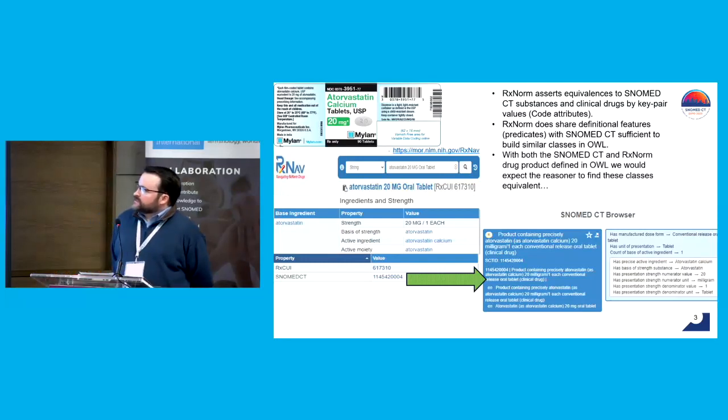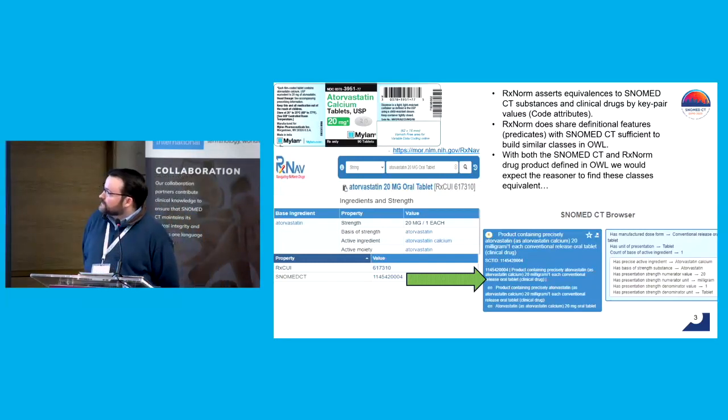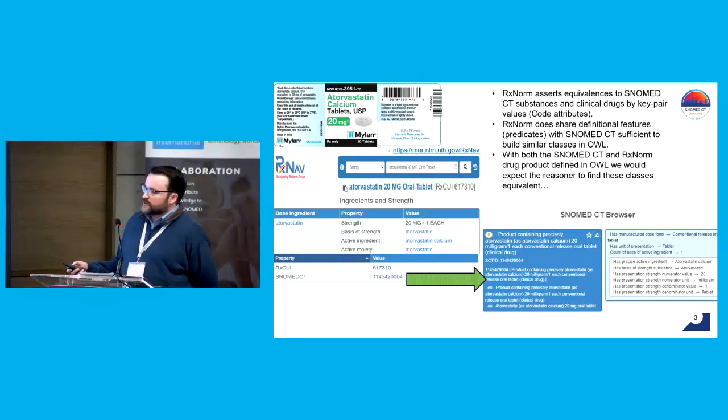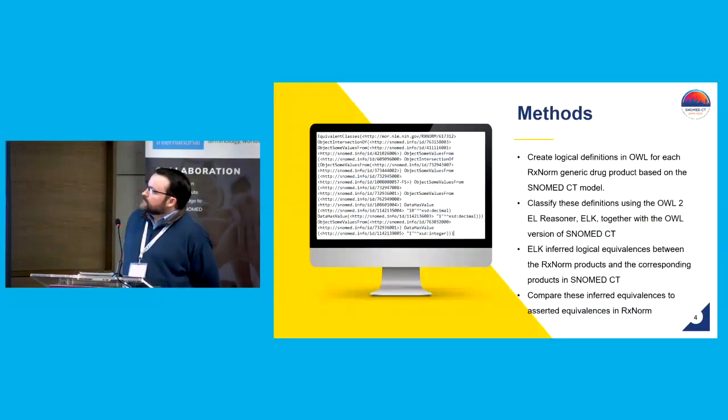With both the SNOMED CT and RxNorm drug product defined in OWL, we would expect the reasoner to find these classes equivalent. What is a reasoner? A reasoner is able to inspect OWL for equivalences, among other things. So I won't go too deep into these methods, though in order to complete this, what did we do?